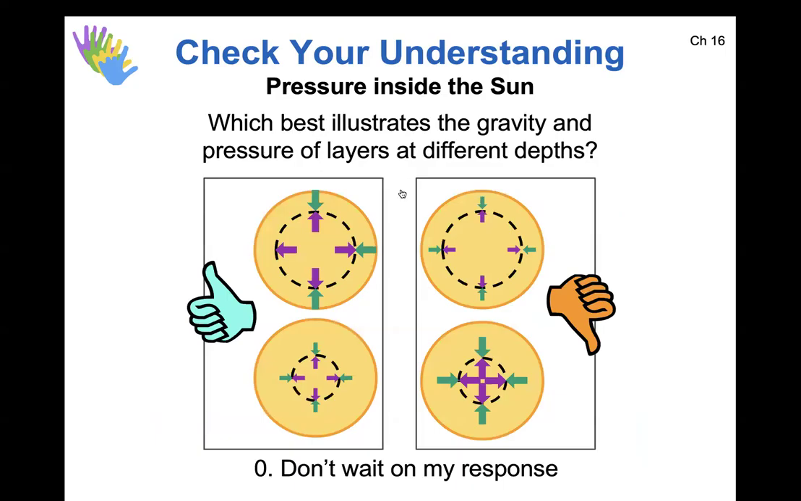Just to make sure that idea makes sense for the sun and all the equilibriums we've been talking about, we've got pressure inside the sun, and we're asked of the two options, which best illustrates the gravity and pressure of layers at different depths. Do these two figures best represent equilibrium at two different depths, where the different depths are the different dashed circles, or does this figure over here and this pair of figures represent the way that gravity and pressure remain balanced at different depths? So which one? Thumbs up or thumbs down?